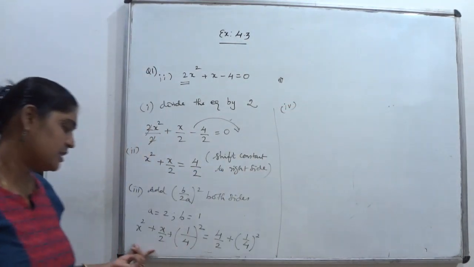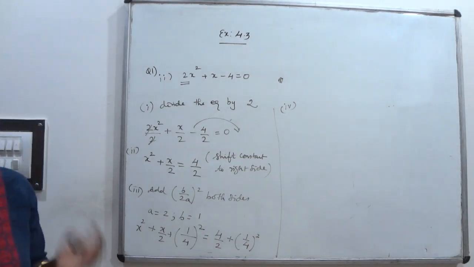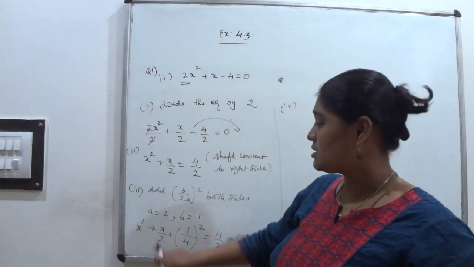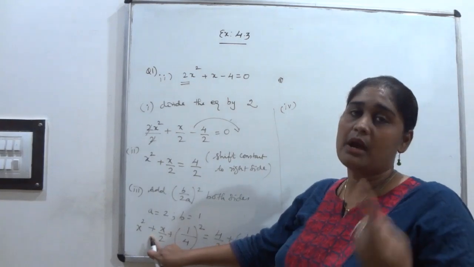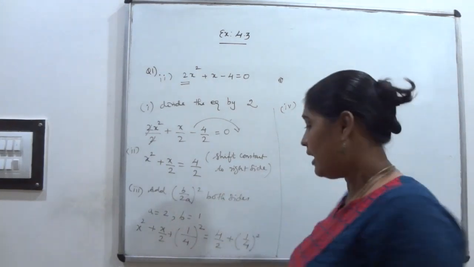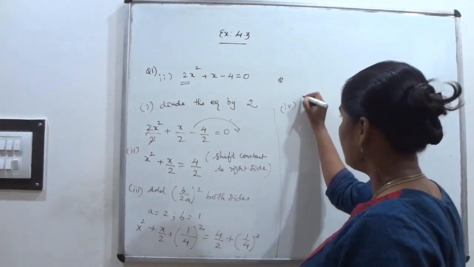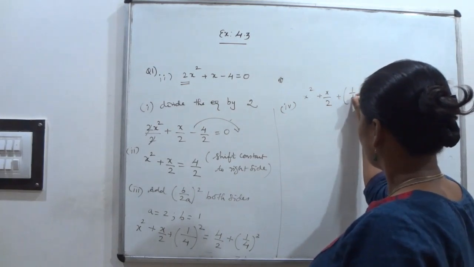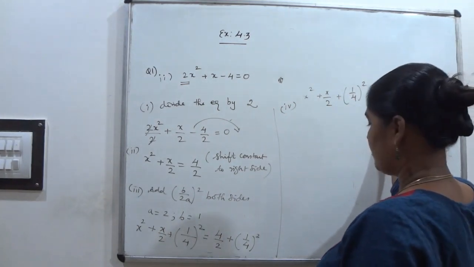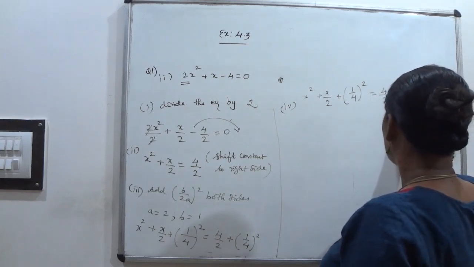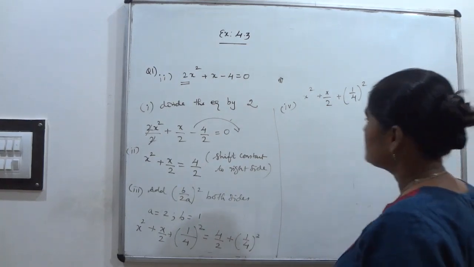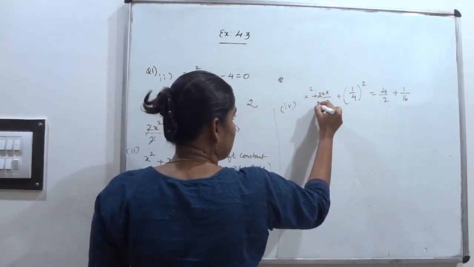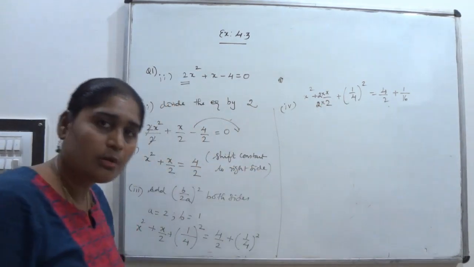Fourth step, what do you have to do? Change this LHS side in the form of a plus b the whole square or a minus b the whole square according to the middle term. Here what is the middle term? In positive sign, so that I have to use a plus b the whole square identity. So right here, fourth step, x square plus x by 2 plus 1 by 4 the whole square, which is equal to 4 by 2 plus 1 the whole square is 1, and this is what? 4 square is 16. Multiply by 2 in numerator and denominator so that the value will not be changed.